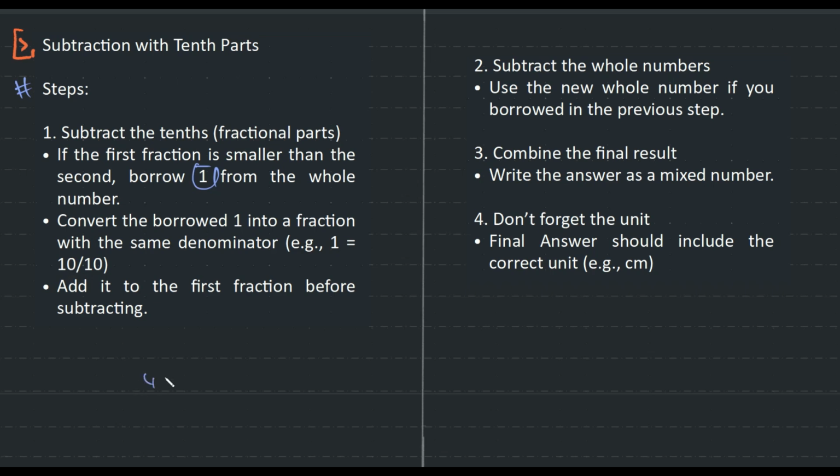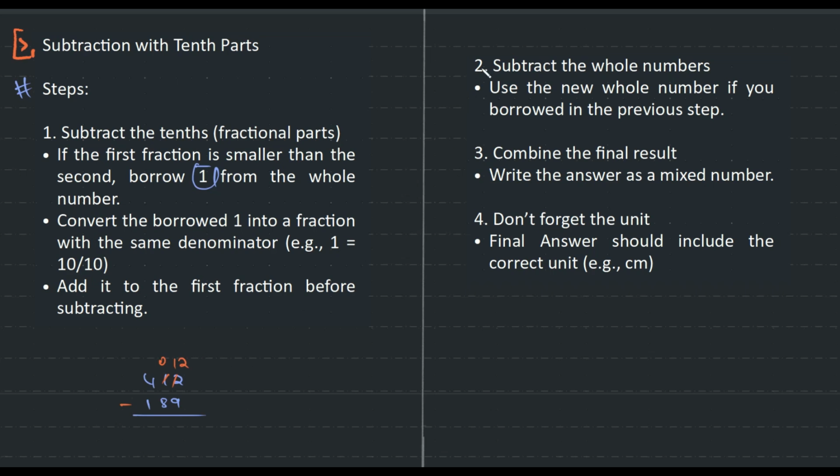Let me take an example, say 1, 2, and say this is 1, 8, 9. So what do we do? We borrow, right? 2 cannot be subtracted from 9. So we borrow, and this becomes 0 and this becomes 12, right? Similarly with fractions as well.